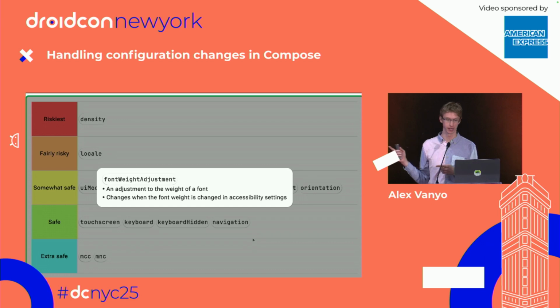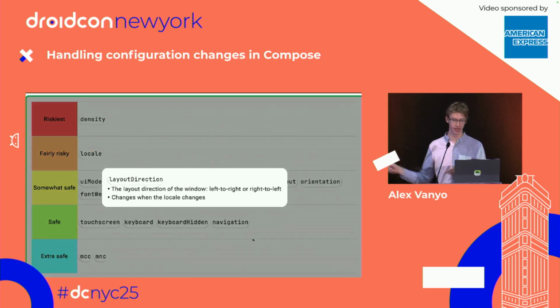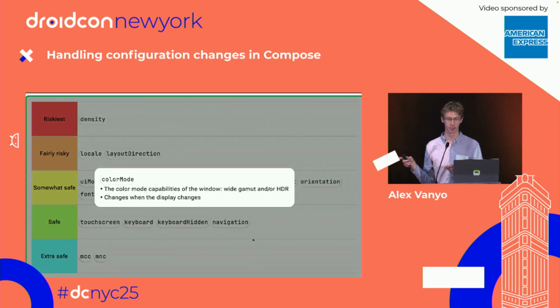Next, font weight adjustment. This is an adjustment to the weight of the font, how bold it is. This changes when the font weight is changed in accessibility settings. It's kind of related to the font scale, like another thing that happens with text. So I'm putting it in the middle. Layout direction, left to right, right to left. This changes when the locale changes. Since it's similar to locale in terms of how it has to handle things, I'm putting it up there with locale.